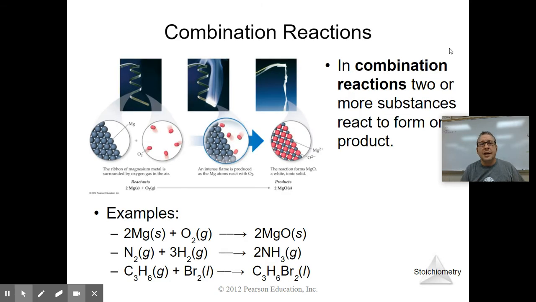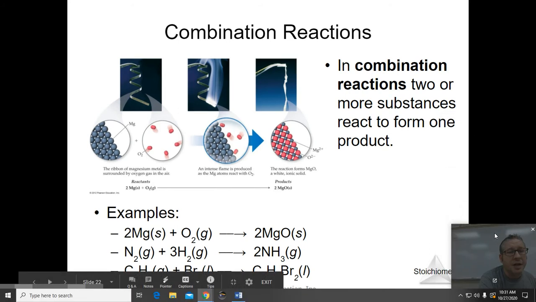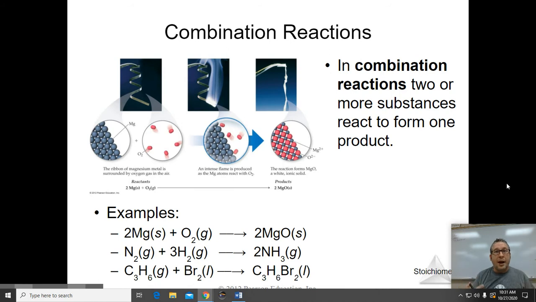The first one is called a combination reaction. I'm going to move my face down just a little bit. In a combination reaction, you can guess what is happening here. This is where we have 2 or more substances that are the reactants that react and combine together to form one product. So we have multiple reactants coming together to form one product.